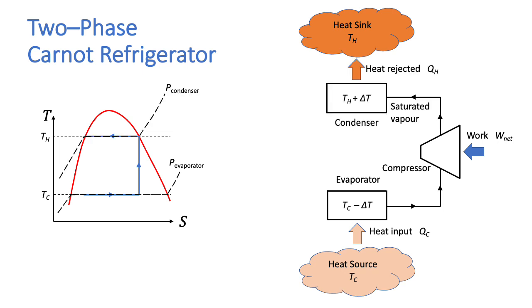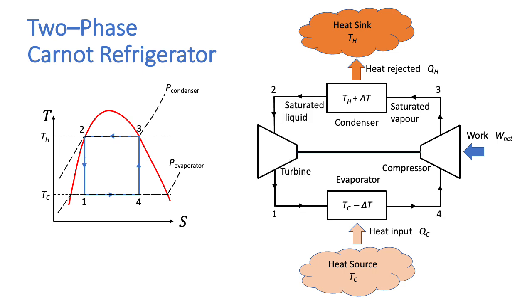The fluid then comes out of the compressor at a higher pressure, which is equal to the saturation pressure at Th. The fluid loses heat in the condenser to the heat sink, and it comes out as saturated liquid. This is then expanded isentropically in a turbine back to the evaporator pressure.